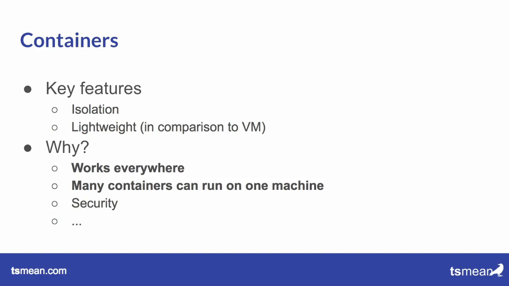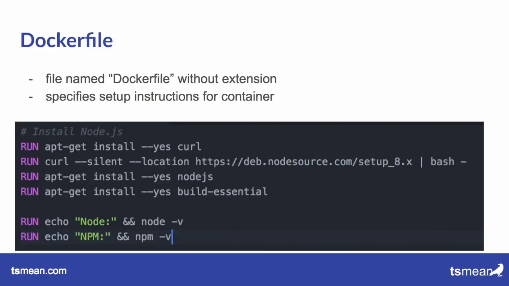So how can you actually set up a Docker container? Well, we need to specify somehow what should get installed in a Docker container. And we do this with a file called Dockerfile. This Dockerfile is really named Dockerfile. It doesn't have any extension, so you just create a new file called Dockerfile. And this file specifies the setup instructions for this isolated environment for the container.